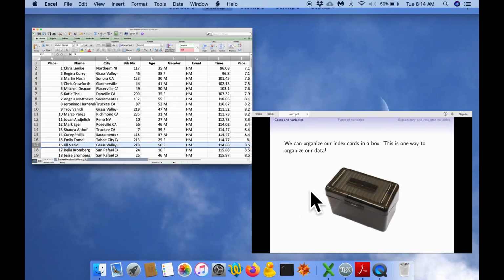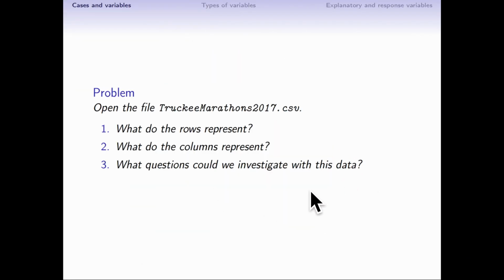So let's take a look at some questions that we might have, right? Looking at the spreadsheet, what do the rows represent? Well, let's think about that. Each row is essentially the same thing as an index card. It's a case or a subject, or in this case, a runner in the race. What do the columns represent? Well, each column represents a different variable that's associated with that runner or that case.